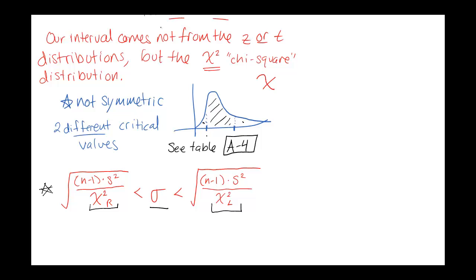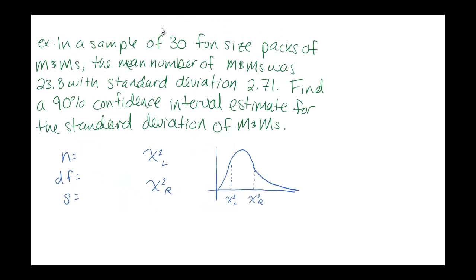Those are the left and the right values coming from our chi-squared distribution. So let's look at an example so we can see how to get these values.